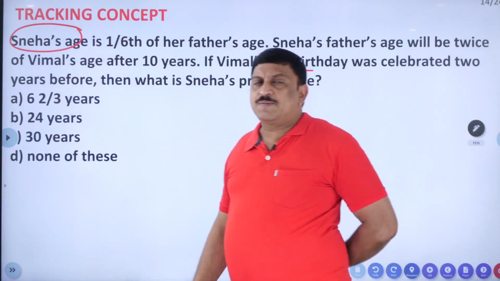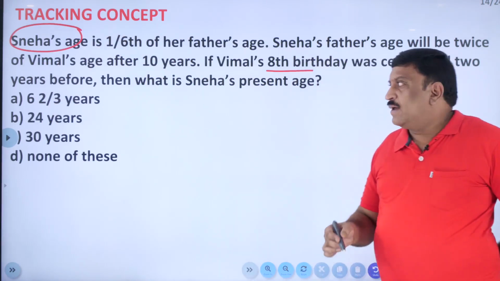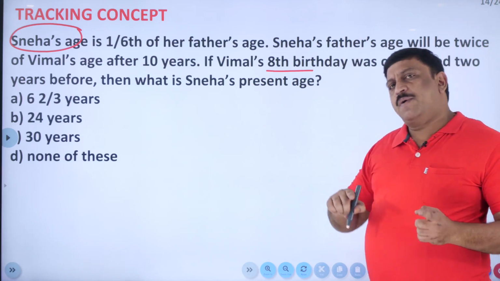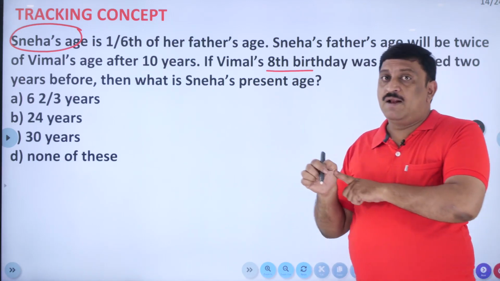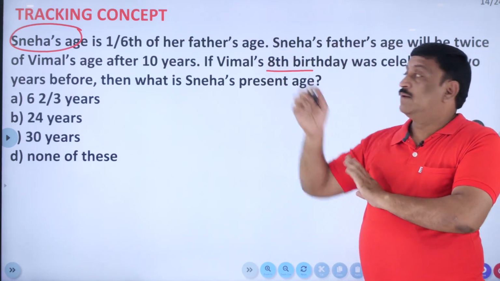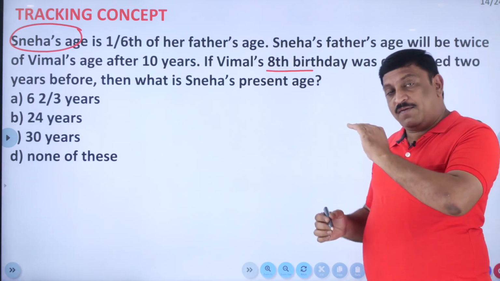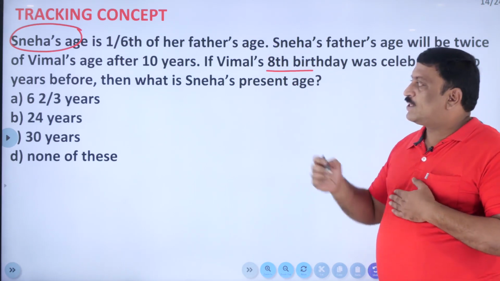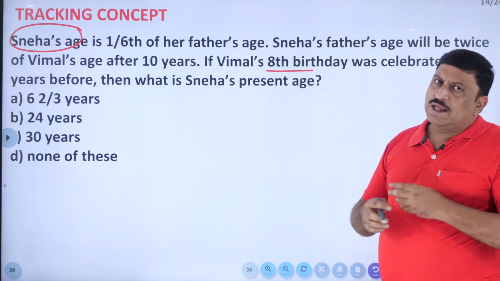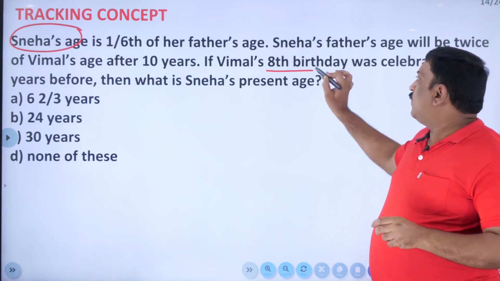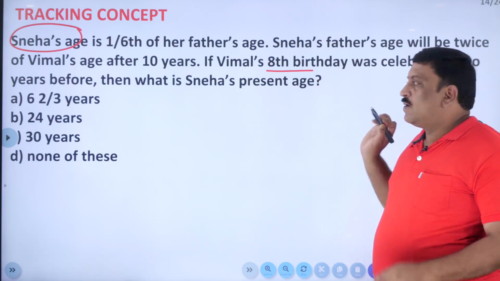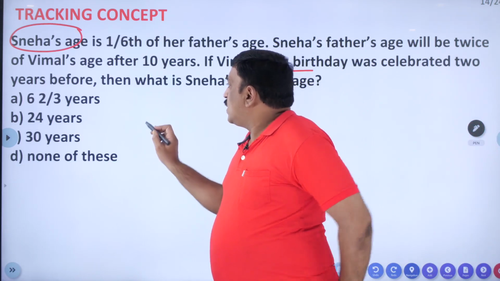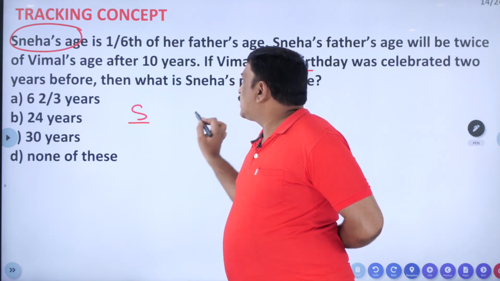But how is Sneha's age compared? Sneha is compared with her father. Her father is compared with Vimal, but it is after 10 years. And Vimal's 8th birthday was celebrated how many years back? That is 2 years before. So there is data given with Vimal, is it not? So first of all, let us see how to segregate this information. Sneha is compared with father.